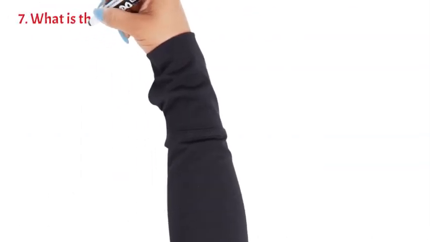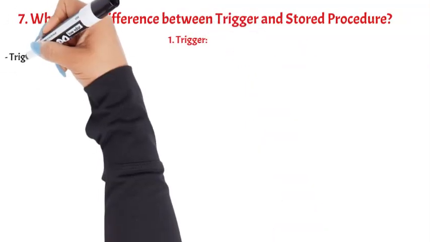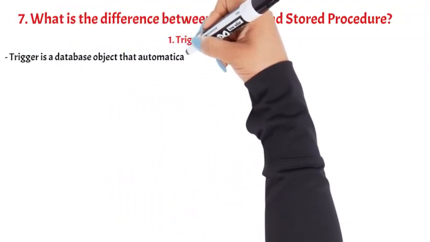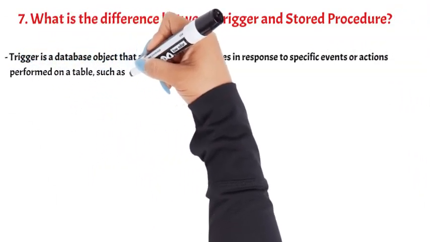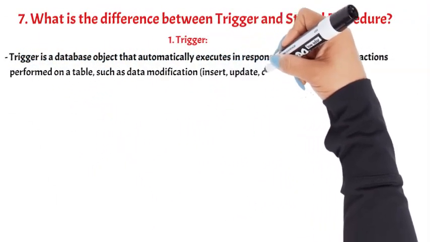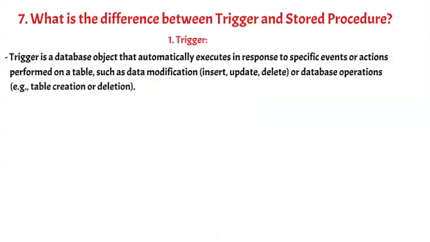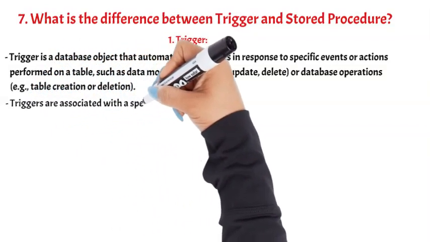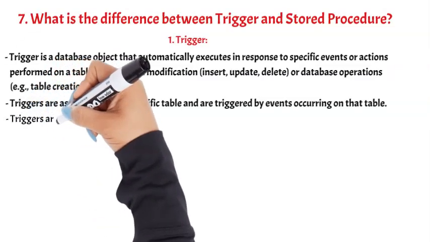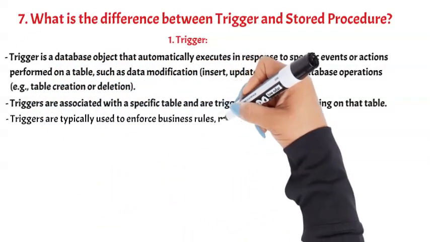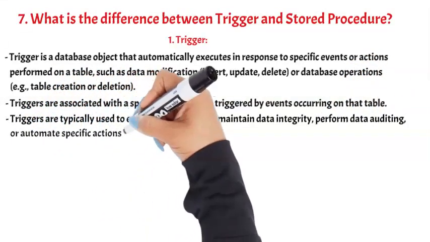7. What is the difference between trigger and stored procedure? 1. Trigger. Trigger is a database object that automatically executes in response to specific events or actions performed on a table, such as data modification, insert, update, delete, or database operations, e.g., table creation or deletion. Triggers are associated with a specific table and are triggered by events occurring on that table.